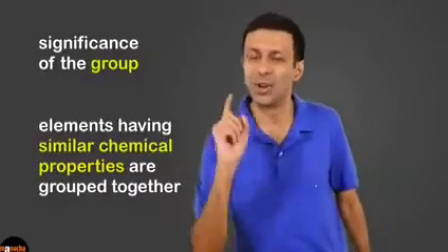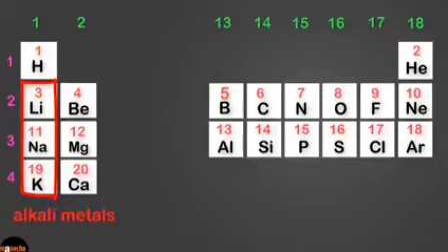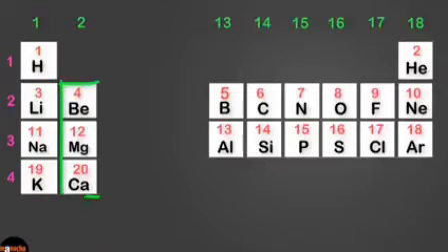Now let's take a closer look. If you look at group 1, except for hydrogen, all the elements in group 1 are metals. They are called alkali metals and they have similar chemical properties. They have the same valency 1. Now let's look at group 2. Once again we see there are metals in this group. They are called alkaline earth metals and they also have the same valency. Now let's move ahead to group 17. If you look at this group, it contains non-metals and they have the same valency 1.